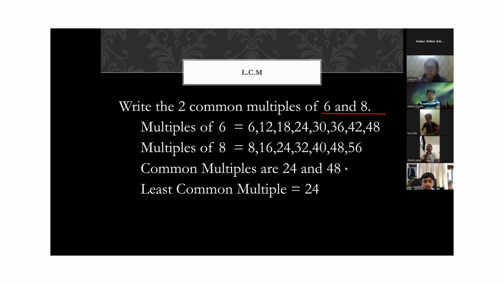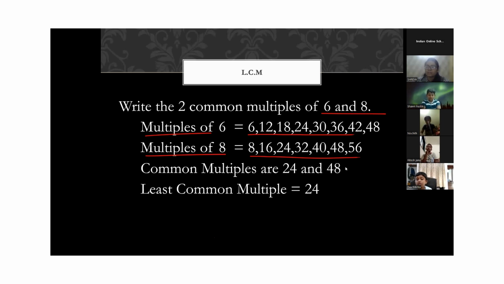First, write the multiples of 6 and then write the multiples of 8. Very good, Dave. So I write the table of 6. That's 6, 12, 18, 24 and so on. Next, I write the multiples of 8. Okay, everyone, that is the table of 8. Next, what shall I do? Find the common multiples. Find the common ones.